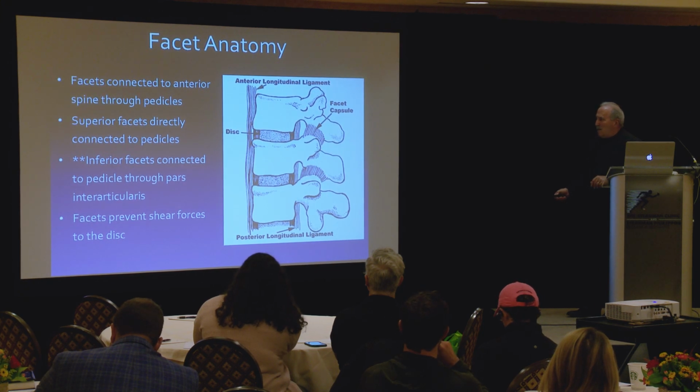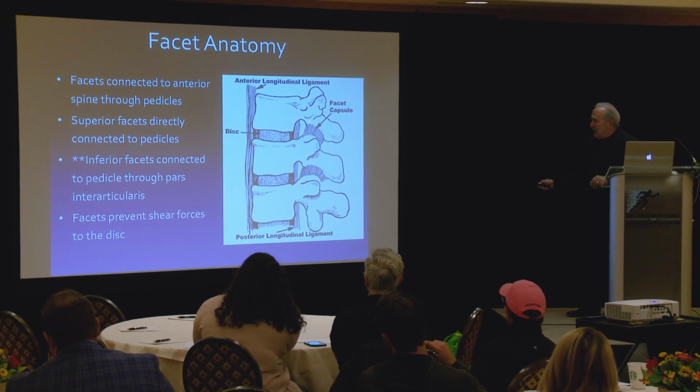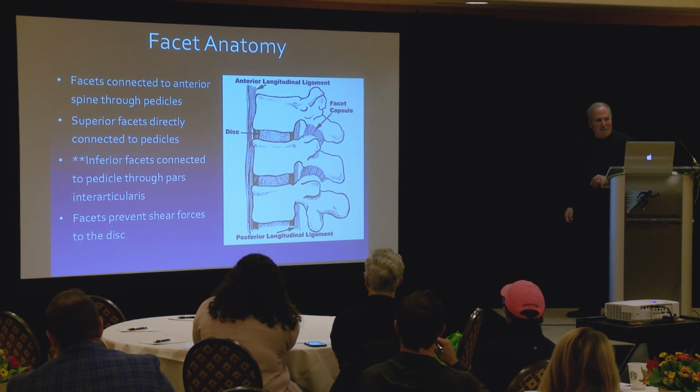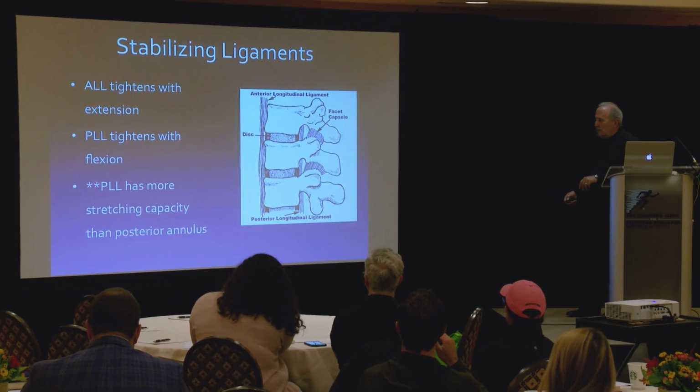So, facet anatomy. Facets are connected to the spine through these very strong structures, the pedicles. The superior facets are directly embedded into the pedicle, and the inferior facets are connected by a thin bony bridge called the, everybody's mumbling but afraid to commit, pars interarticularis. That's the pars interarticularis. Facets prevent shear forces to the disc, so are highly important.